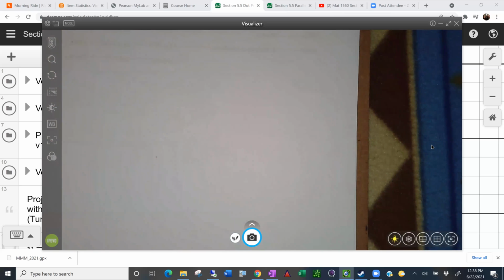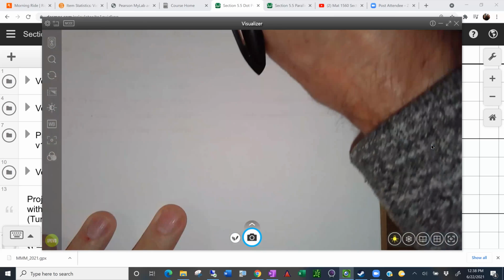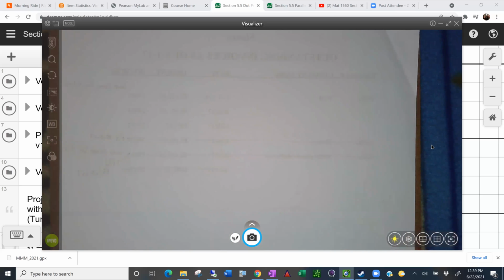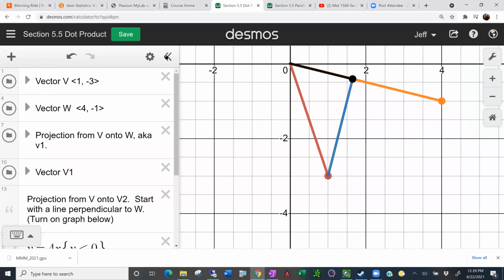Okay, let's try that again with some friendlier numbers. I guess the reason I wanted to do the one I chose is because some of the problems in the book just don't work out to be nice numbers. And I didn't want to just give you the easy ones and let you do the hard ones for yourself. All right, so here's my two vectors. V is going to be 1, negative 3, and W is going to be 4, negative 1.